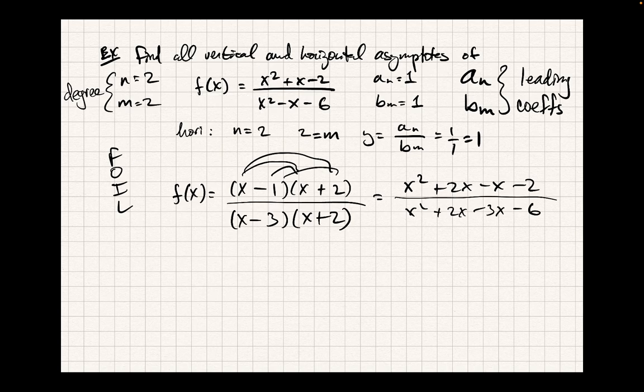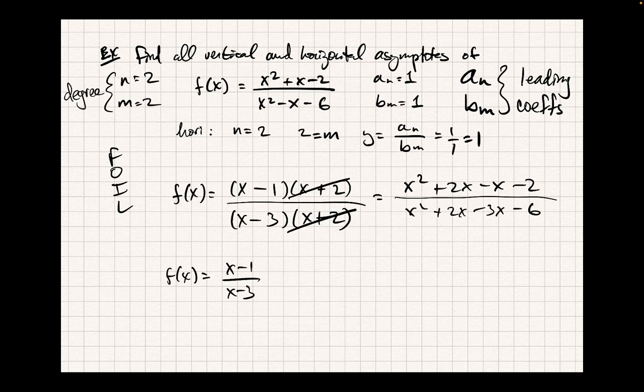Yes. Can we simplify? How are we going to simplify? X minus 1 over x minus 3. How did you get there? Because the x plus 2 cancels out. X plus 2 cancels out, right? So that leaves me with f of x equals x minus 1 over x minus 3.